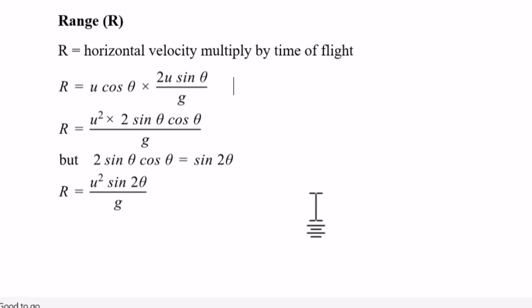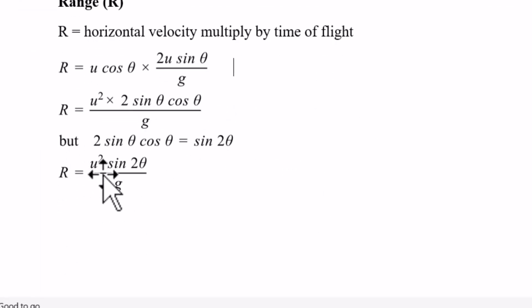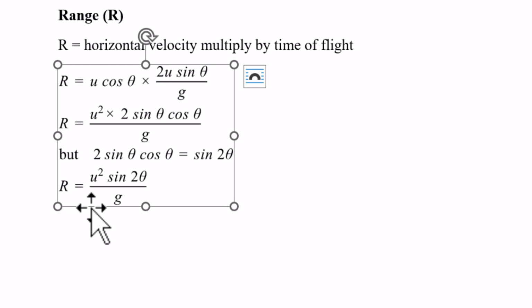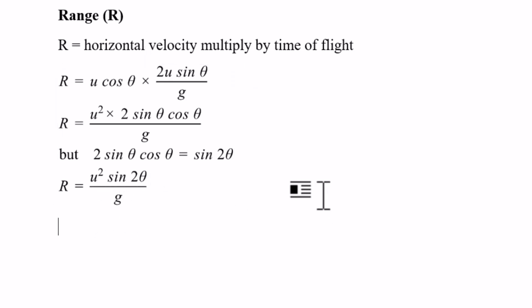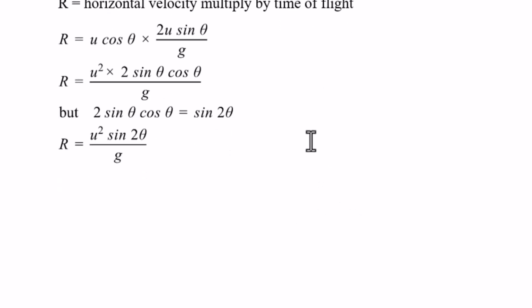So this is our range. Take note of this: range is u square sine 2 theta all over g. So we have derived range. Then there are other conditions, like when range is maximum, the angle is going to be 45 degrees. You can easily do all those as you are doing your calculation. So let's leave that one for now.